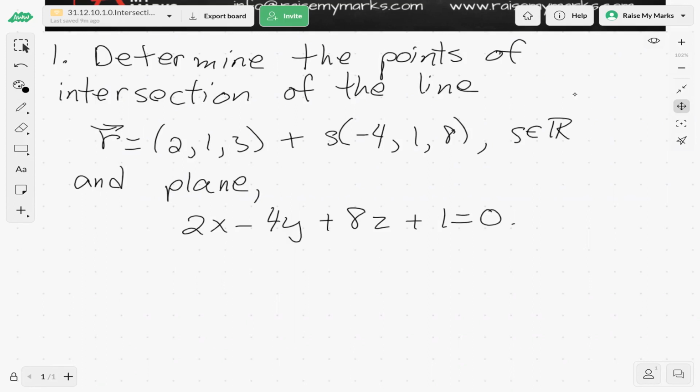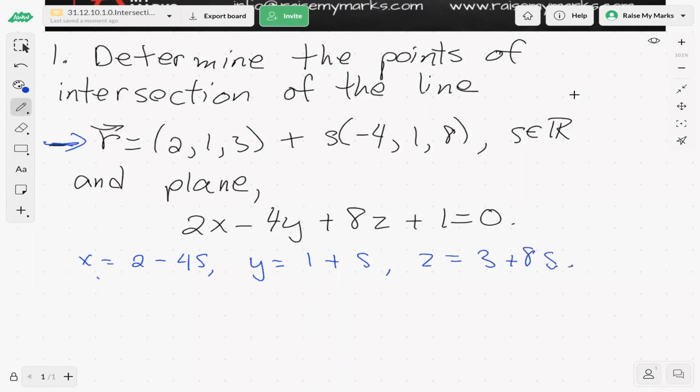So how do we do this? First thing we can do is look at our line, and we're going to write it in parametric form. So x equals 2 minus 4s, y equals 1 plus s, and z equals 3 plus 8s.